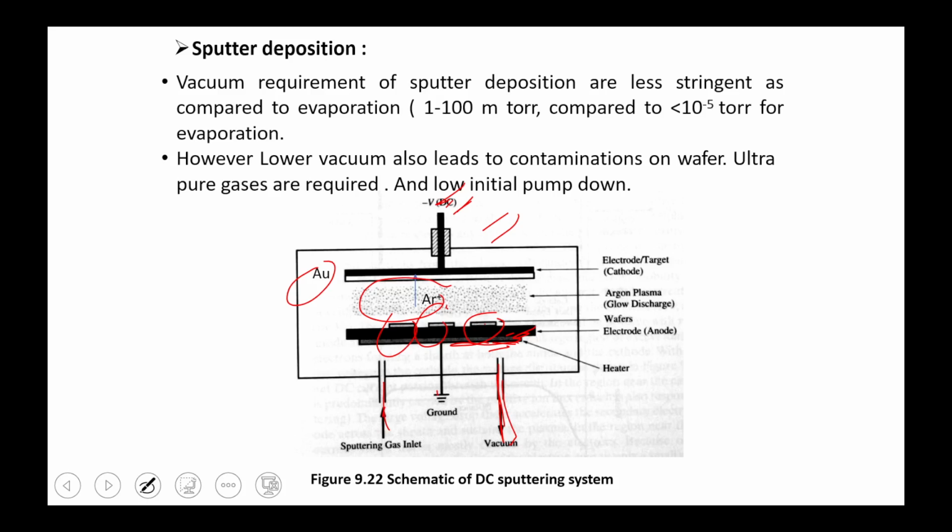SF6 can be used. H2S can be used. Carbon or CO2 we can use, but they will be very harmful. They will react with the chamber and generate impurities. They are not inert gases. So 99% of the time we use inert gases to create the plasma.